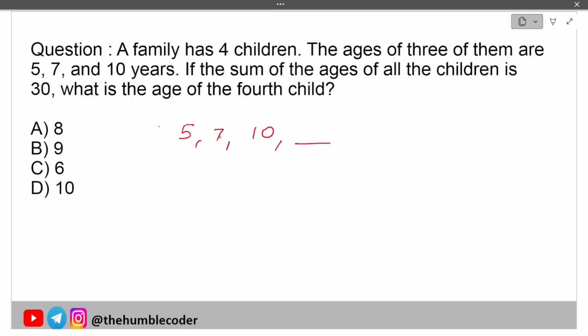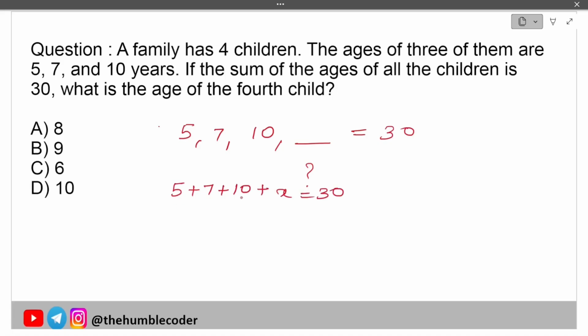We have been told that we have 4 children and the ages of 3 of them are given and the 4th one is not given, and we are asked to find out the age of the 4th one. But we are also given a hint that the sum of their ages is 30. Okay, so let's try to solve it in this way. 5 plus 7 plus 10 plus x will give us 30.